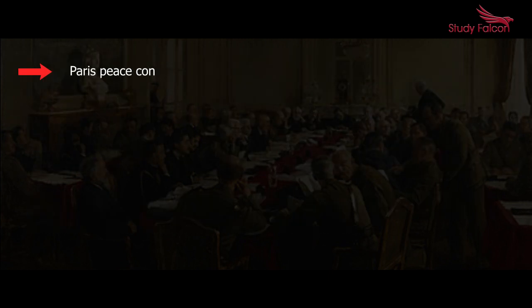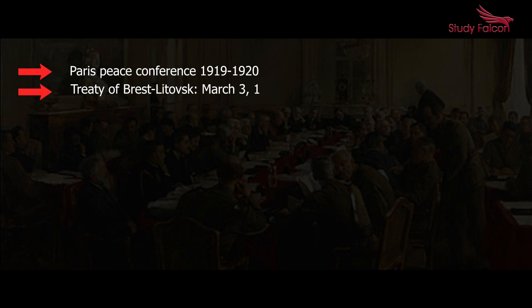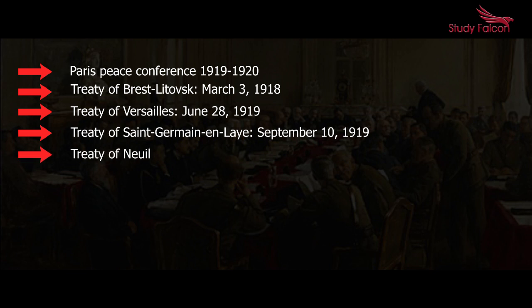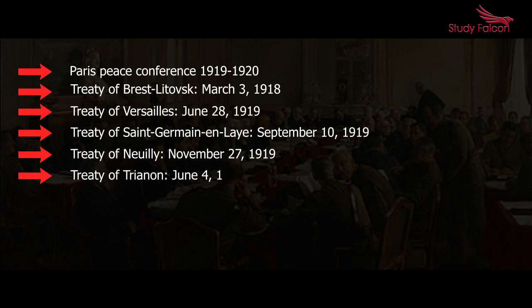Paris Peace Conference 1919 to 1920. Treaty of Brest-Litovsk, March 3, 1918. Treaty of Versailles, June 28, 1919. Treaty of Saint-Germain-en-Laye, September 10, 1919. Treaty of Neuilly, November 27, 1919. Treaty of Trianon, June 4, 1920. Treaty of Sèvres, August 1920.